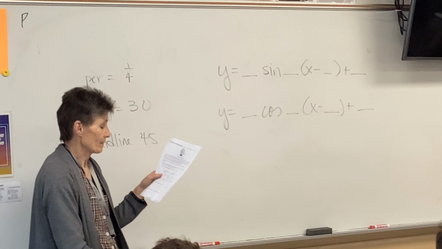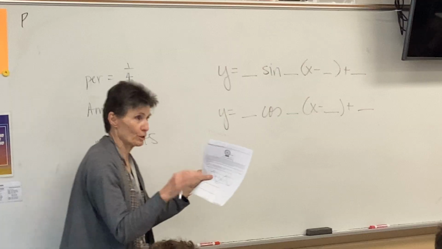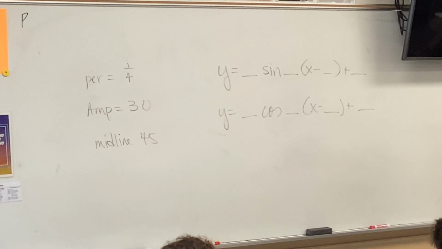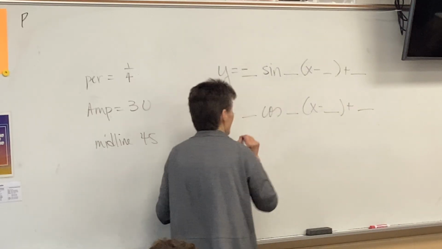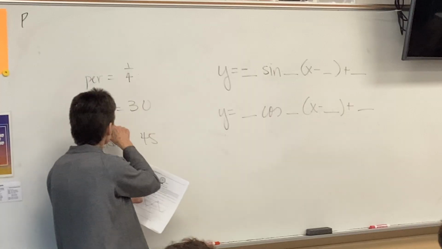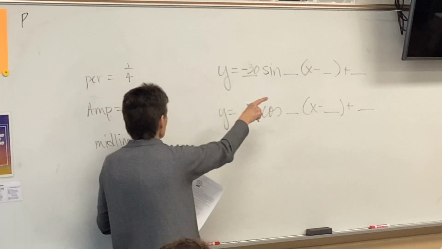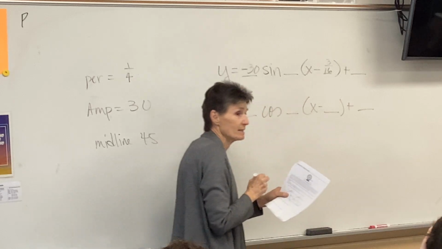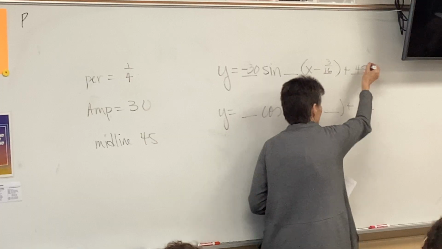If we start at point G, just for argument's sake, would that be a sine or a cosine? Sine, and a negative sine. So I'm going to start at point G, and I'm going to have a negative sine. We said our amplitude was 30. I'll figure that out in a minute. I'm starting at point G, so this is x minus 3/16. And our midline is 45. Are you with me so far?